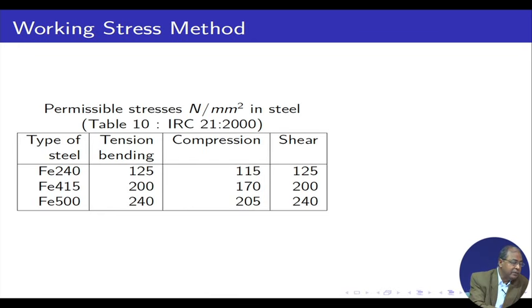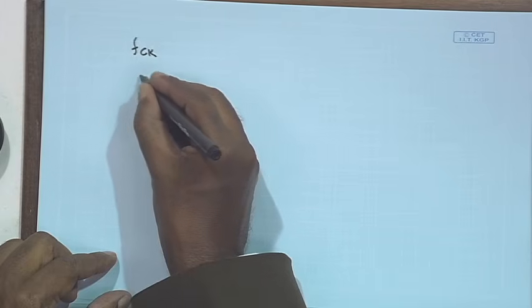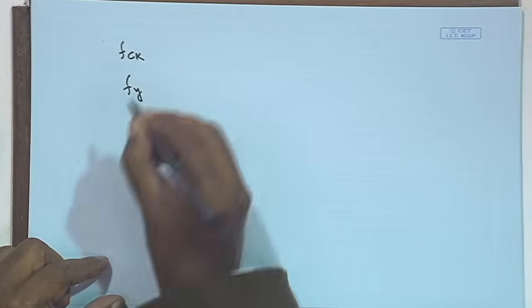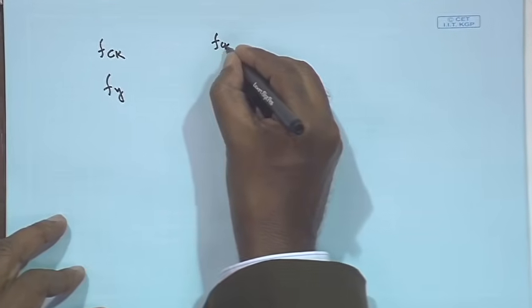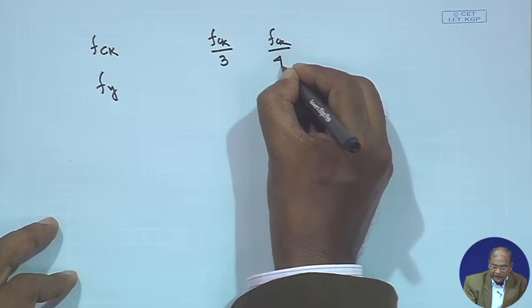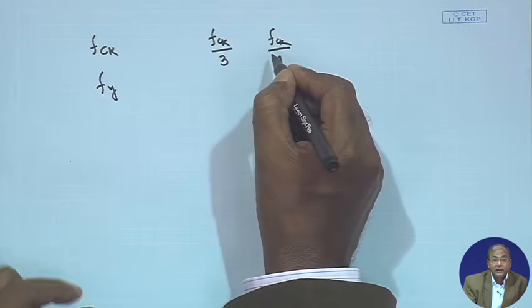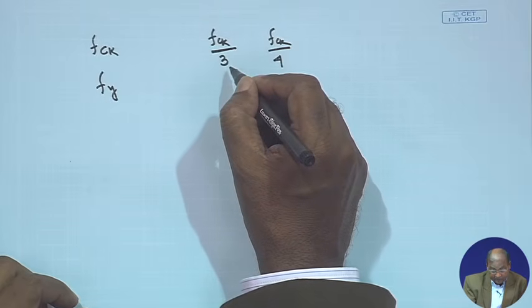So, these are the values. Whenever we are talking about Fy and FCK, these are the two parameters. One parameter we call FCK, another parameter we call Fy. With the factor we get something like FCK by 3 or FCK by 4. That means these 3 and 4 are constants coming from the safety factor.